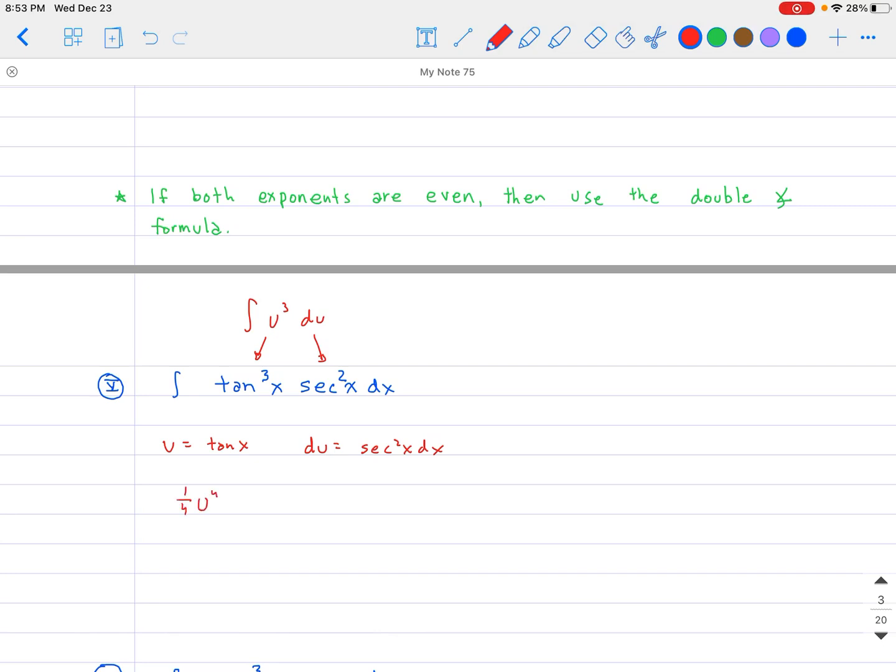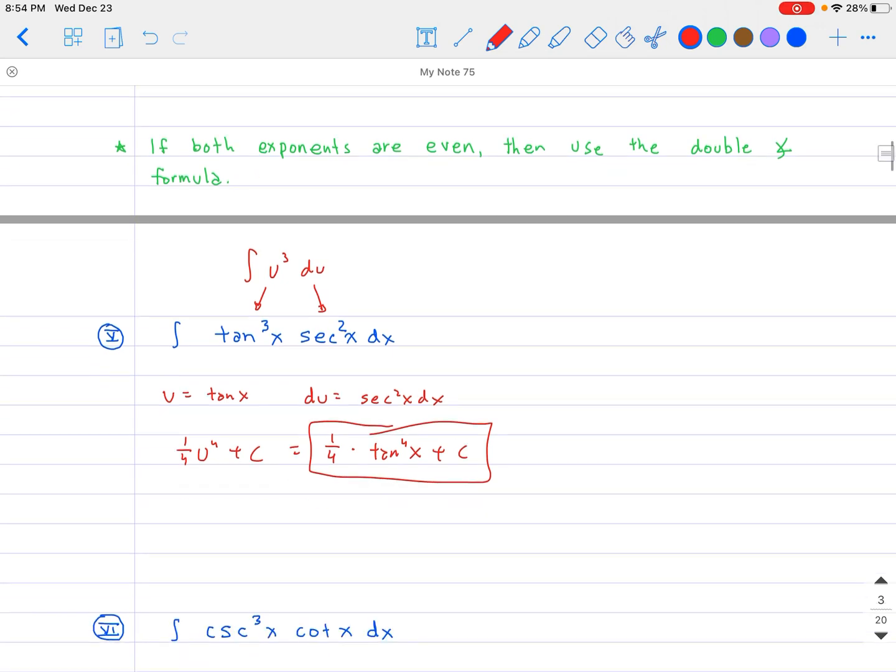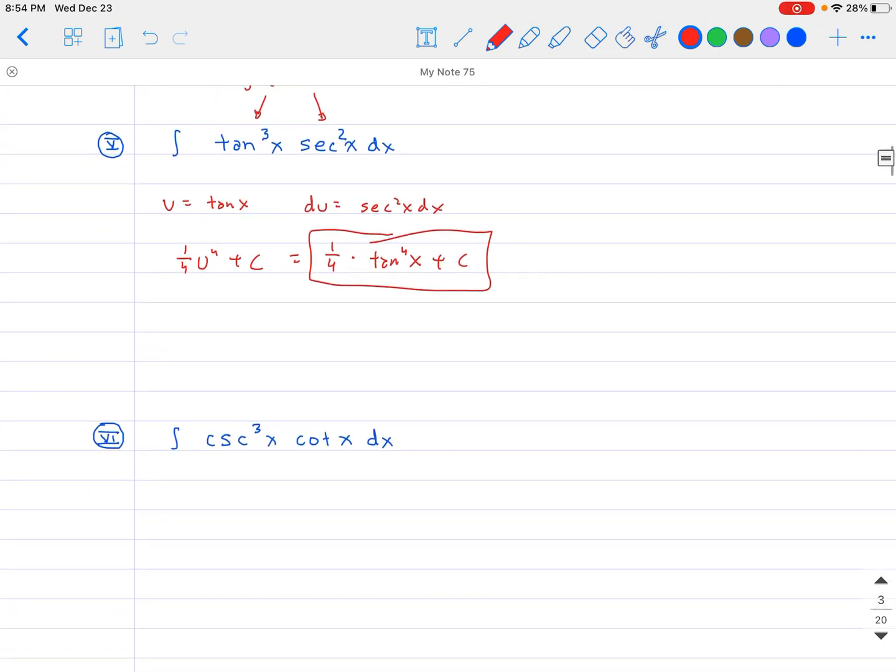So that's 1/4 u to the fourth plus c. So we replace it back, 1/4 times the tangent to the fourth x, and then plus c, and that's going to be our antiderivative. Okay, let's look at a different case.